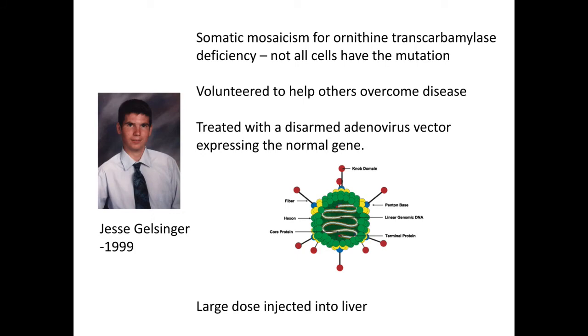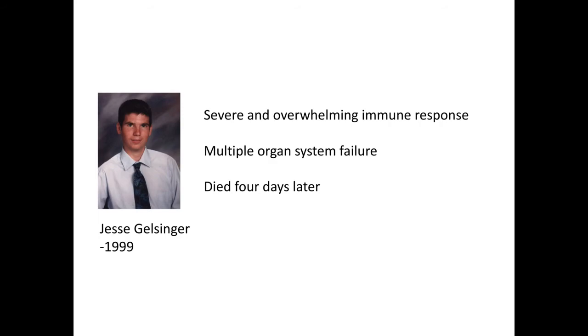So Jesse Gelsinger volunteered to help others overcome this disease, and he was treated with a disarmed adenovirus vector expressing the normal gene. Here's the adenovirus vector, and a very large dose of this vector, which expresses the normal gene, was injected into his liver. However, soon after that, he had a severe and overwhelming immune response. He had multiple organ system failure, and he died 4 days later.